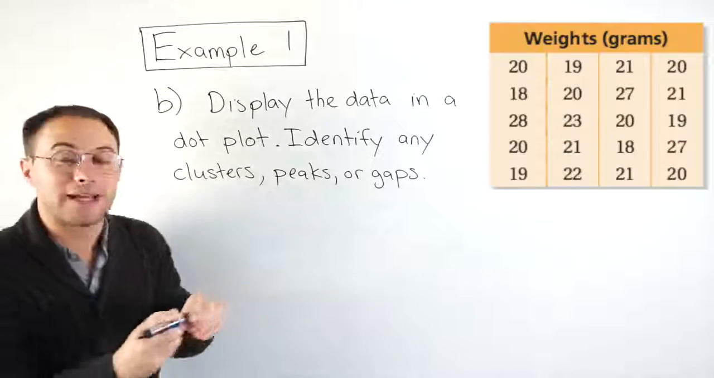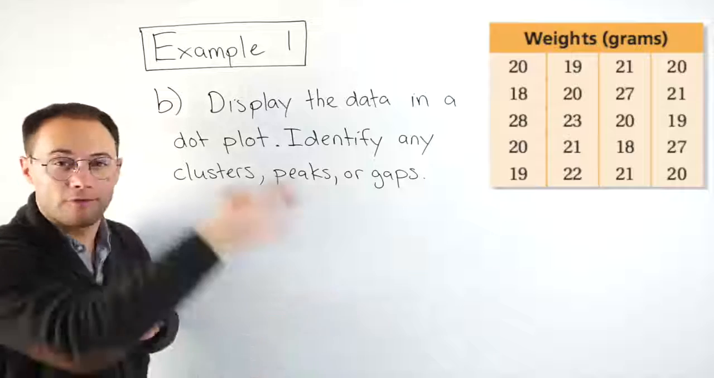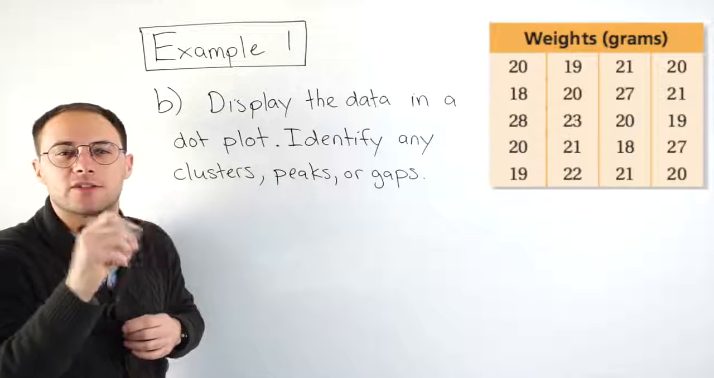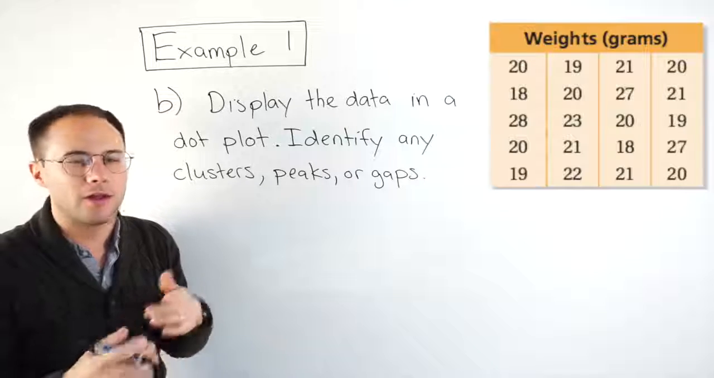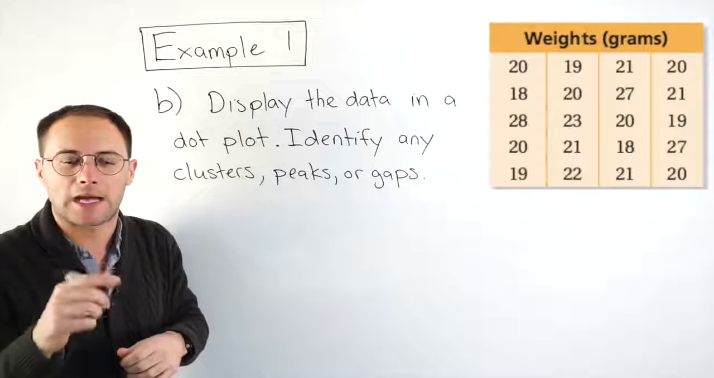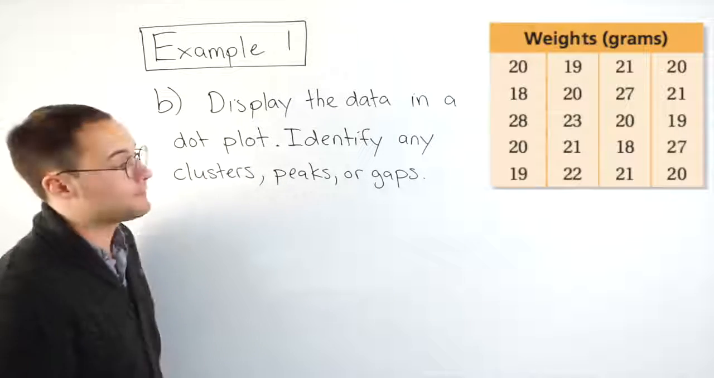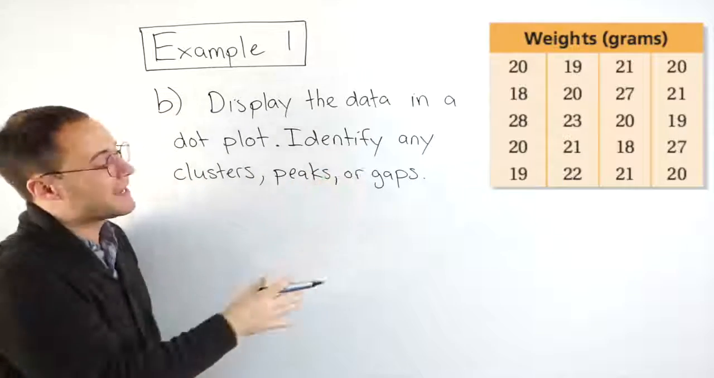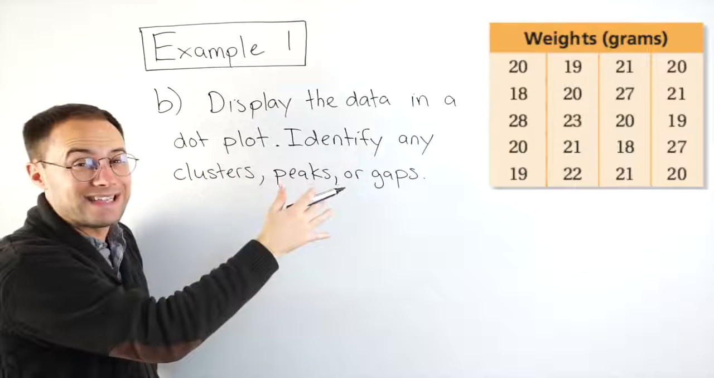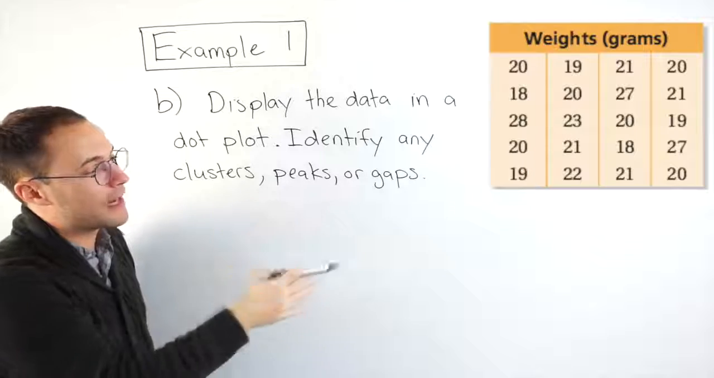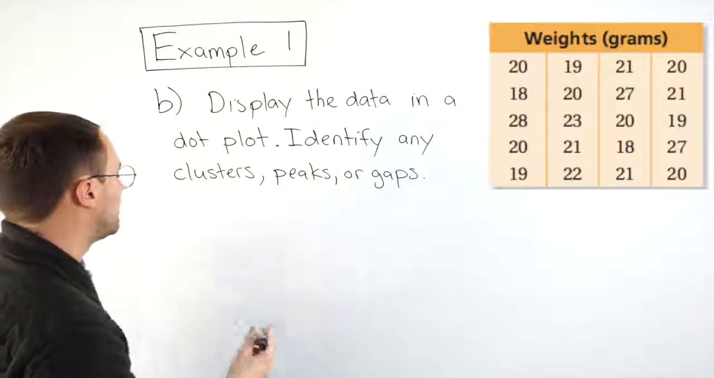A dot plot is basically, you have a number line. It could be horizontal or vertical. And then you use dots to show where the different data values are. It's a little bit like a bar graph, except with dots instead of bars. So we're going to start with a number line. Well, if I look at my data, I can see that the least value is 18 grams, and the greatest was 28 grams. So that's where I'm going to start on my dot plot.